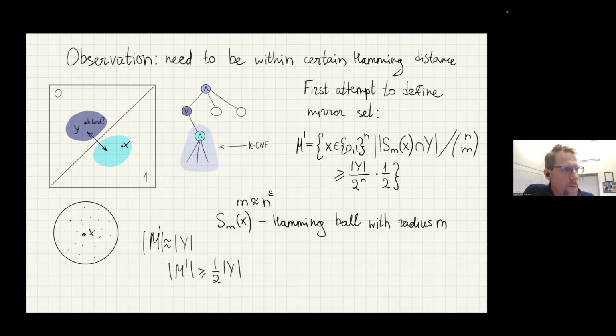Yeah, M is also n to the epsilon. I mean, this is M, the radius of the Hamming balls. Let me just draw it right here. Radius and the epsilon.